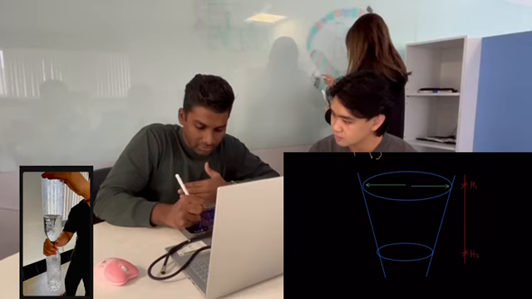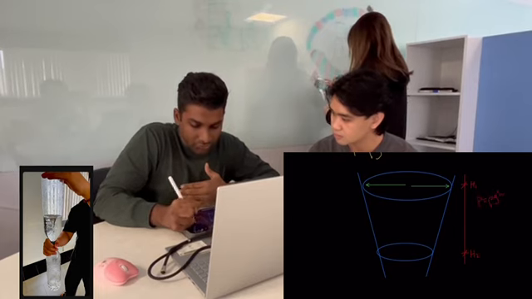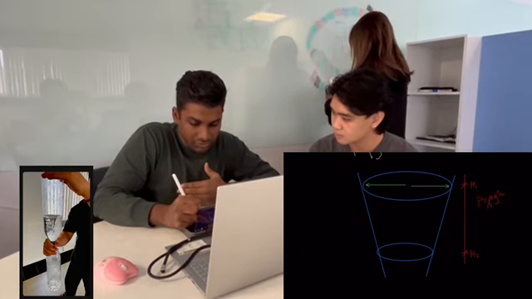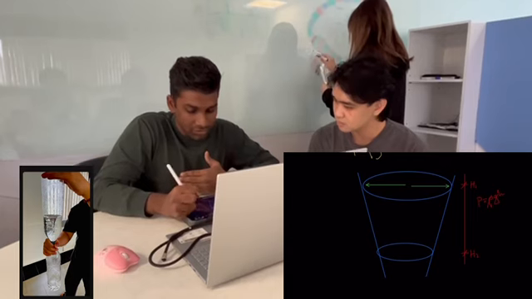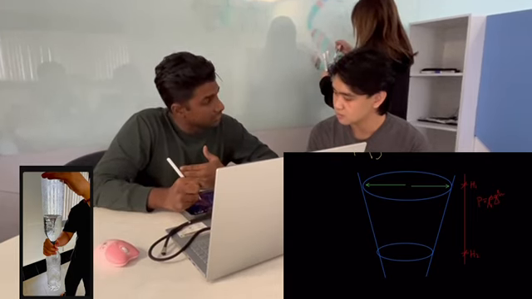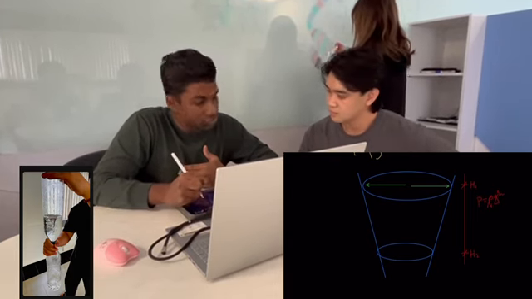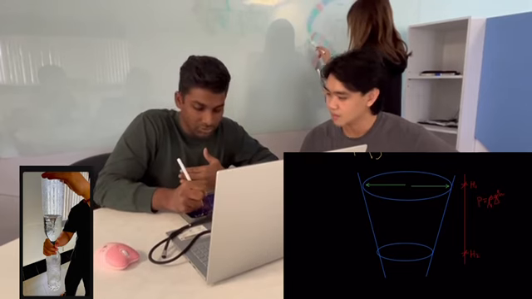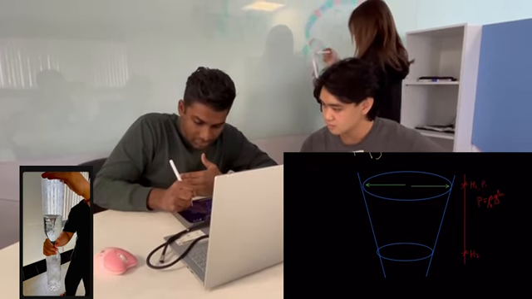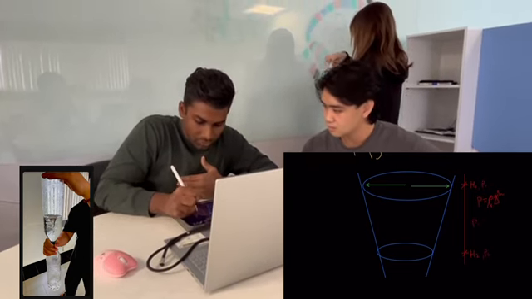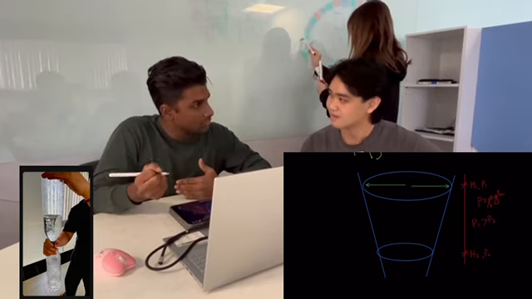If you look at the P equals rho g h formula, with your density constant and your gravity constant, your h is the only factor affecting your pressure. So with a higher h, your pressure is higher. We can say this is P1 and this is P2, where P1 is larger than P2.